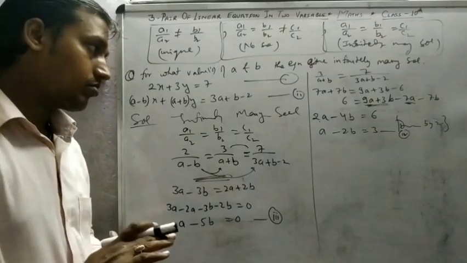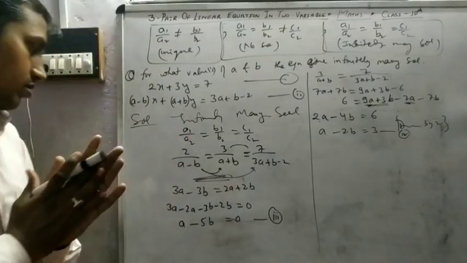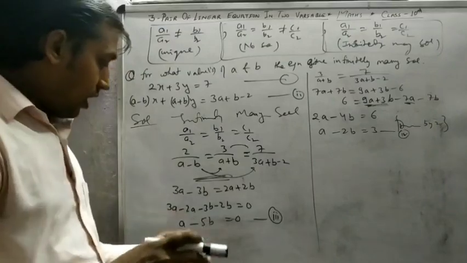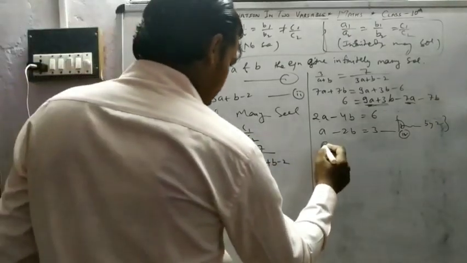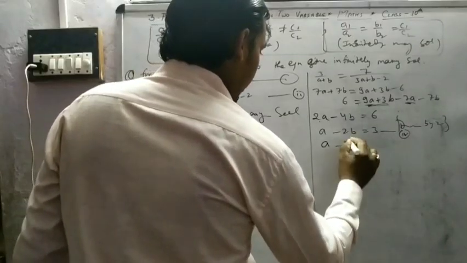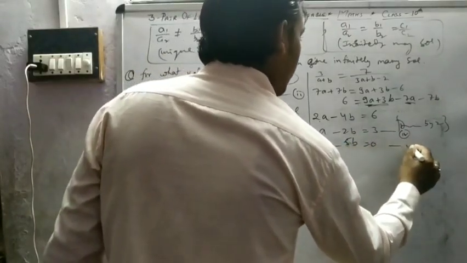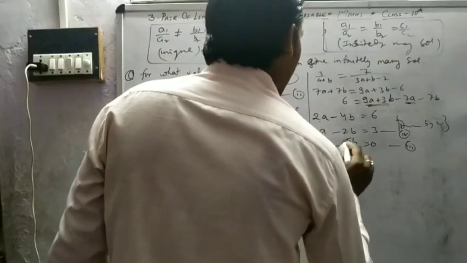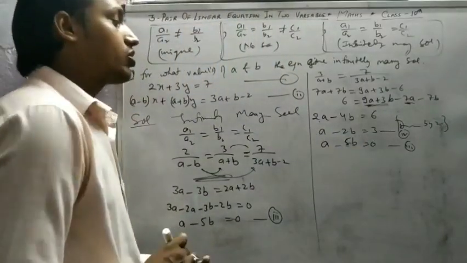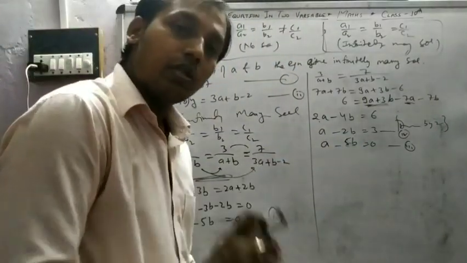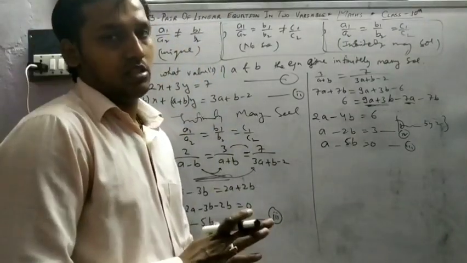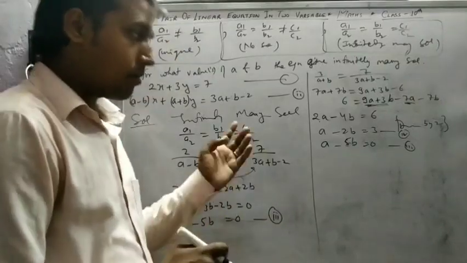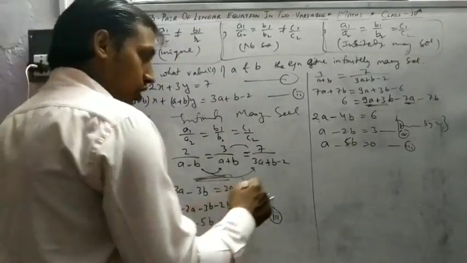Okay, then we want to solve these 2 equations. So we write a minus 5b is equal to 0, equation number 3. Then it's your choice, you can solve these 2 equations by the substitution method, elimination method, or cross multiplication method, that is your wish. We solve by the elimination method because it's easy to solve.